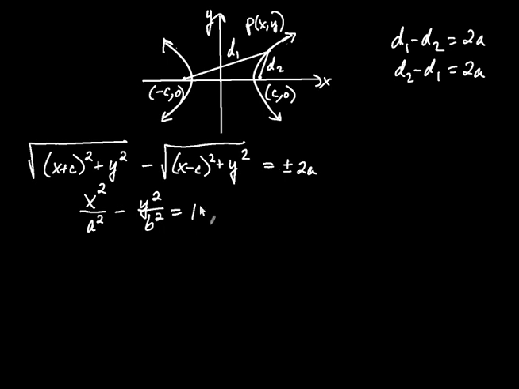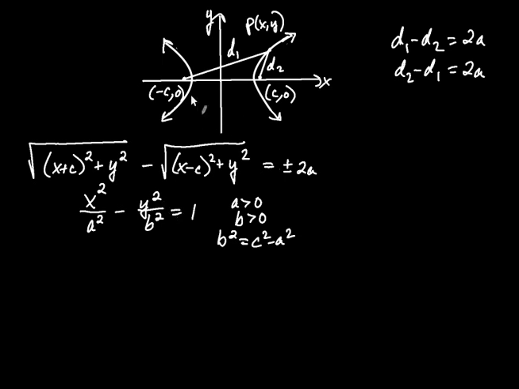Now, in this equation, a is greater than 0, b is greater than 0, and b is defined similarly to how it was defined with the ellipse. In this case, though, b squared is equal to c squared take away a squared. And if you look at this equation, you can see that it has x-intercepts but not y-intercepts. It crosses the x-axis but not the y-axis.